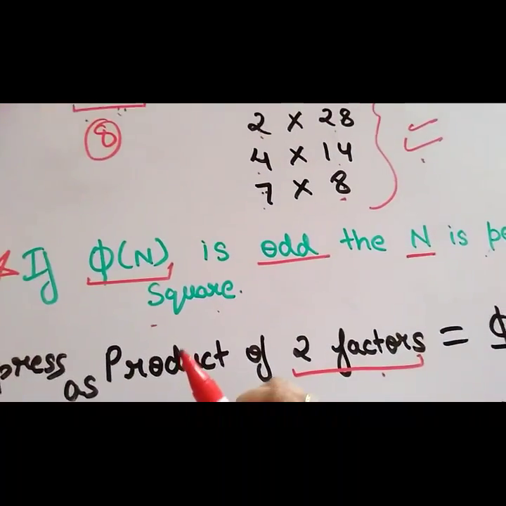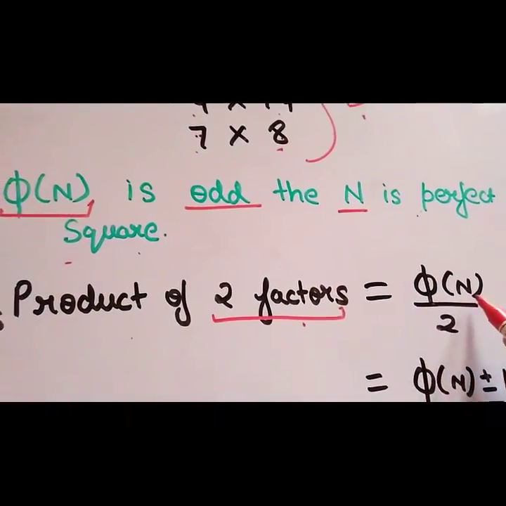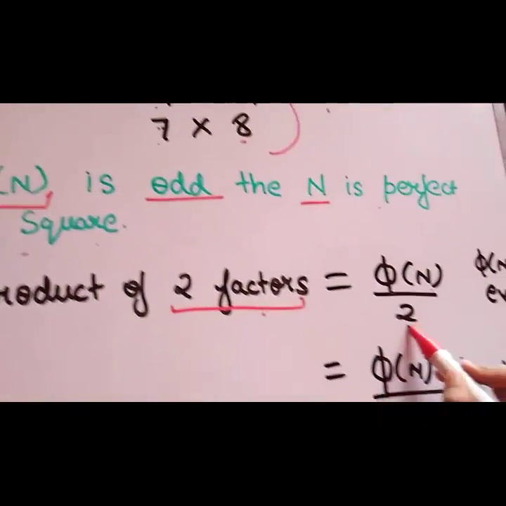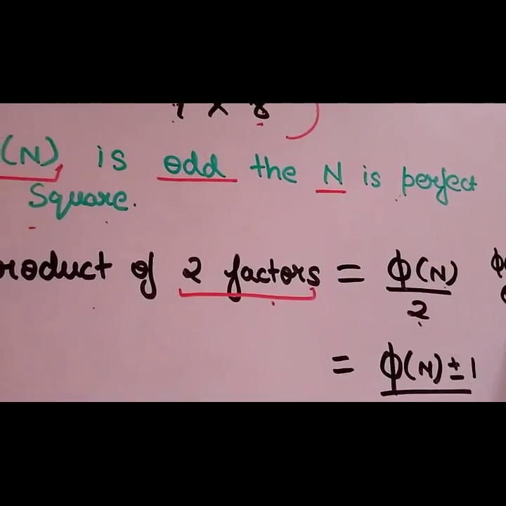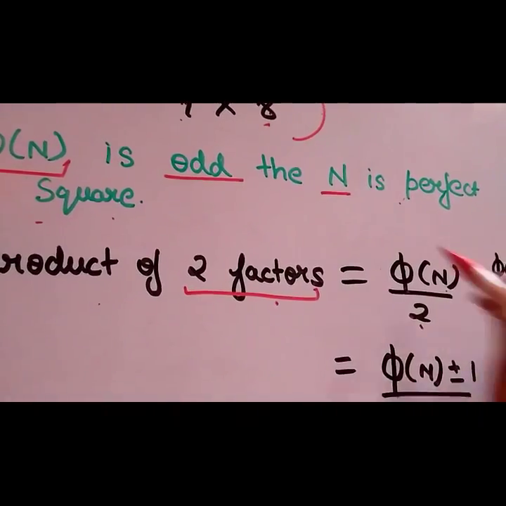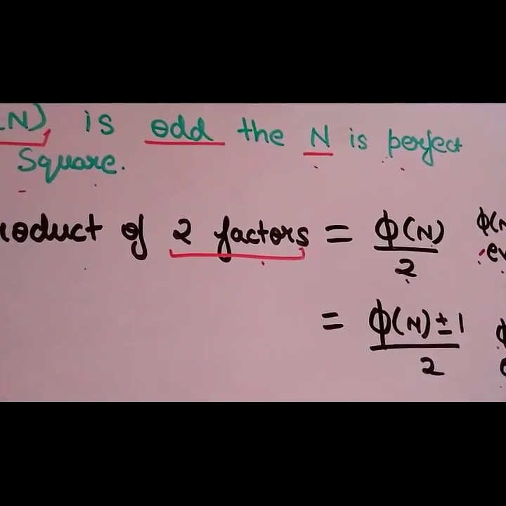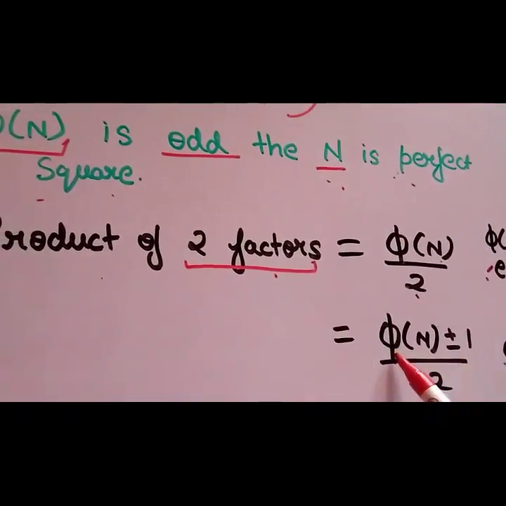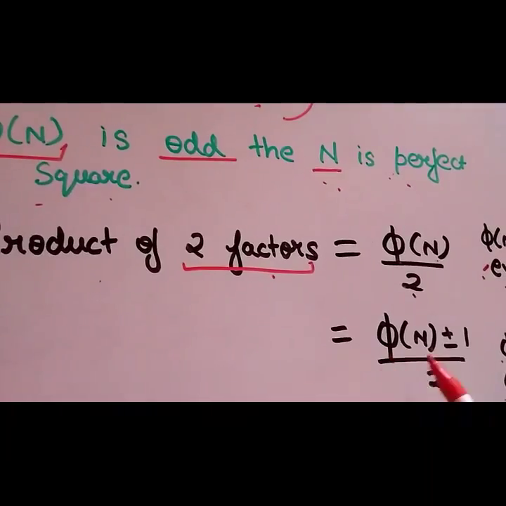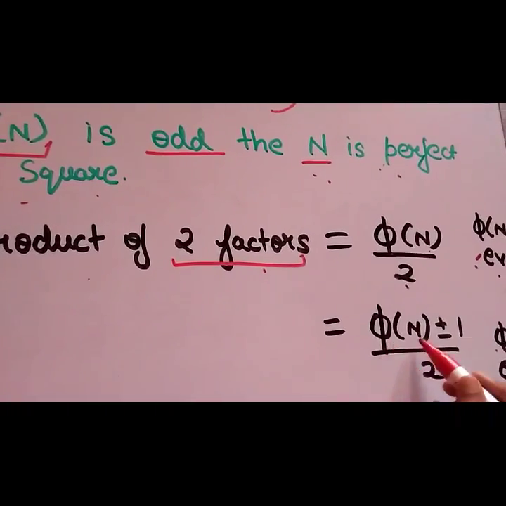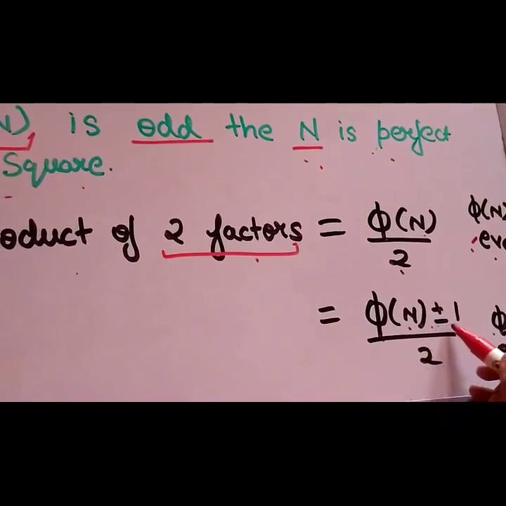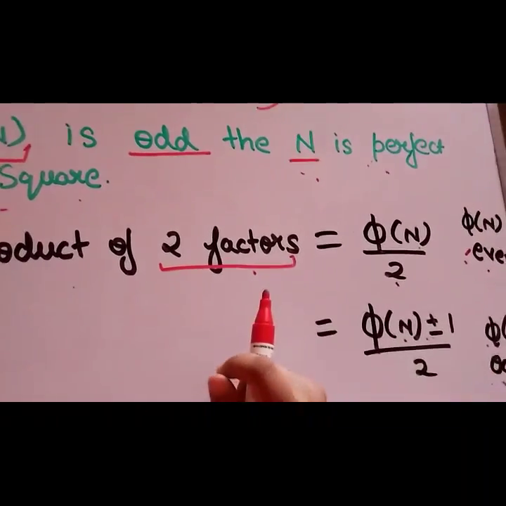And how has this come? With the formula phi n by 2 if phi n is even, and phi n is even when n is not a perfect square. But if phi n is odd, that is if it is a perfect square, then in how many ways can it be expressed as a product of two factors? Phi n plus or minus 1 by 2. You can take minus or you can take plus.